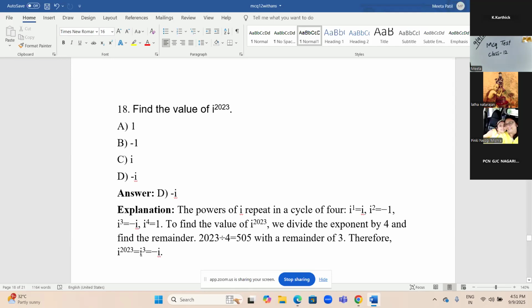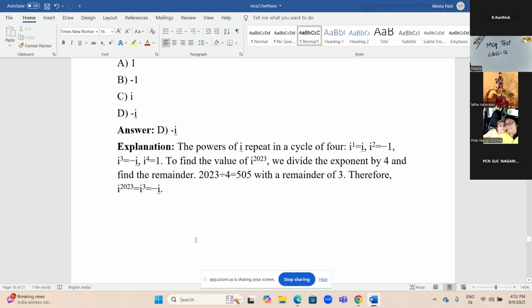Therefore, we are writing this one as i power 3. What is i power 3? We have done it here. That is minus i. So option D is the correct answer.